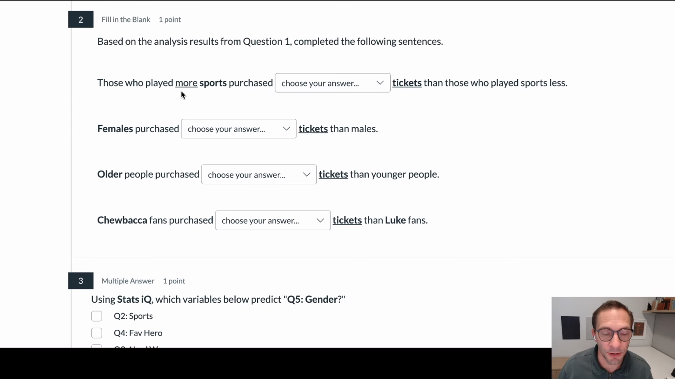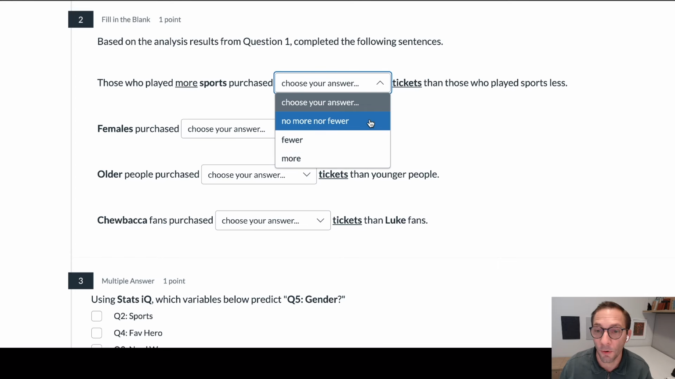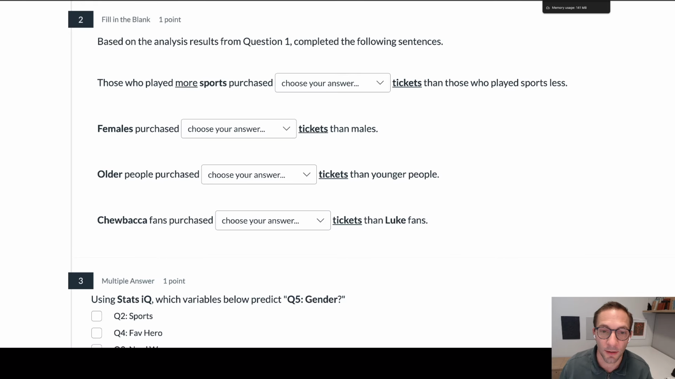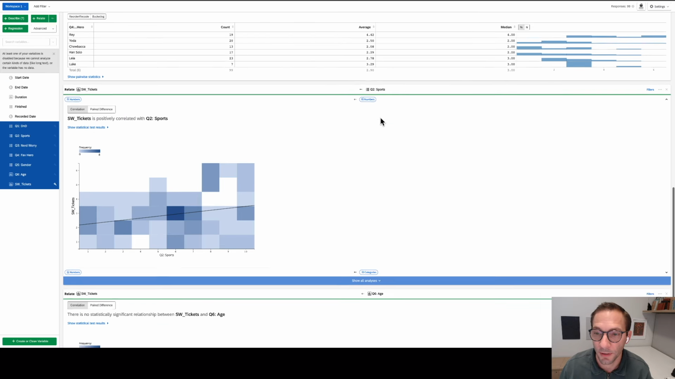Looking here at question 2, I'm going to start with this first sentence. Those who played more sports purchased blank tickets than those who played sports less. So we're looking at more sports. As the frequency of sports gets higher, does that lead to fewer or more tickets being purchased, or neither, a non-significant result? I can look over here at sports, here's my input. So I'm going to scroll down until I see sports.